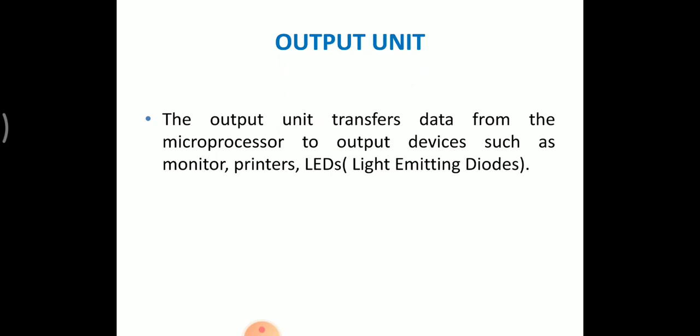Now we discuss the next unit of microcomputer, that is output unit. The output unit transfers data from the microprocessor to output devices such as monitor, printer, LEDs, light emitting diodes. On monitor, soft copy is displayed, and to generate the hard copy, data are transferred to the printers.